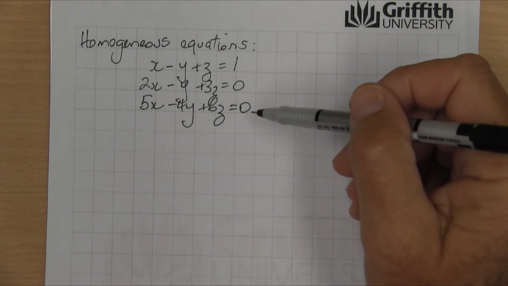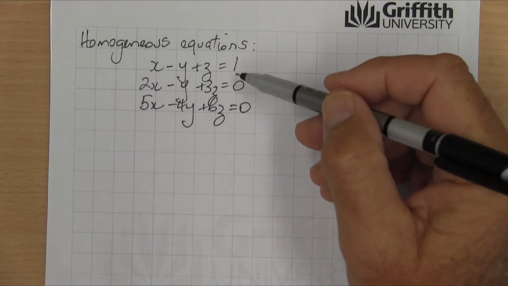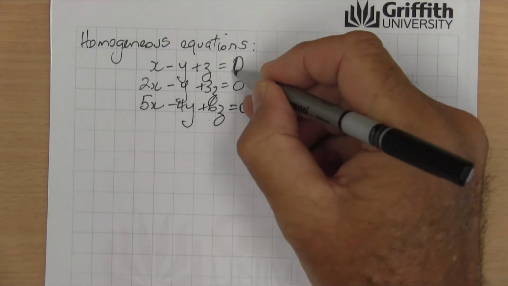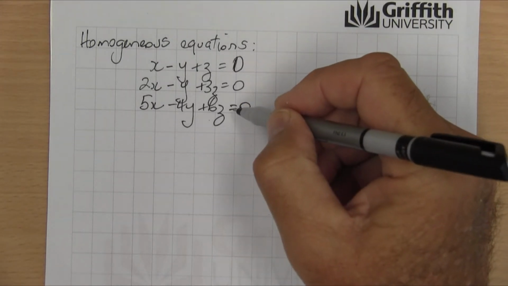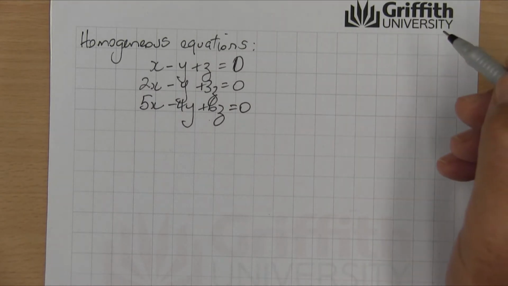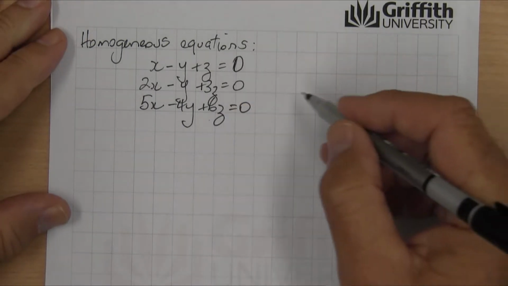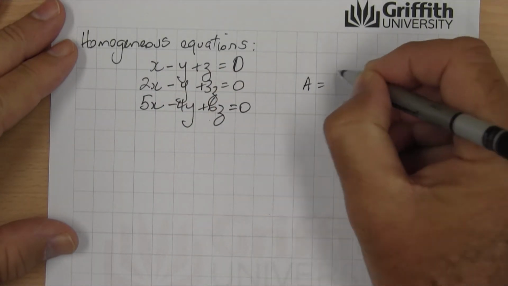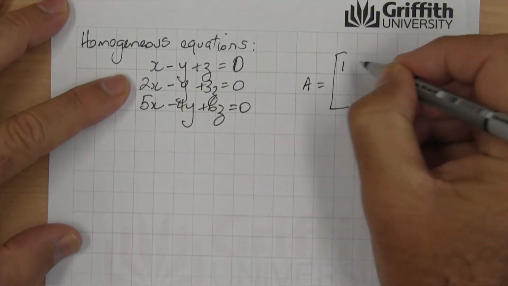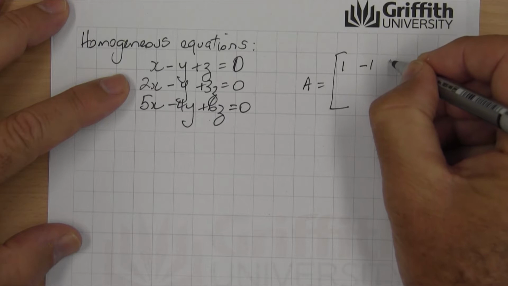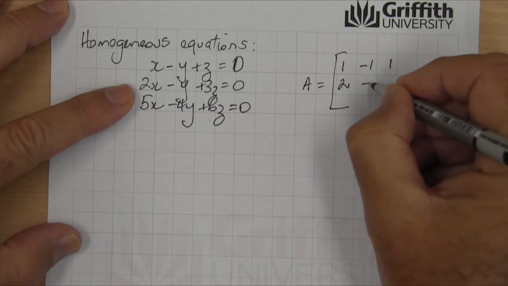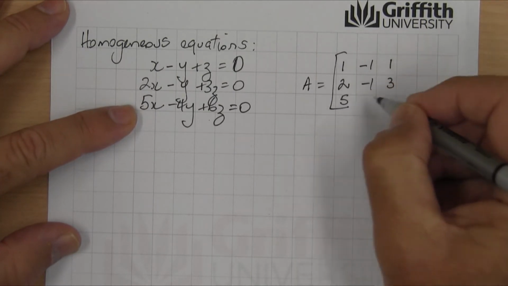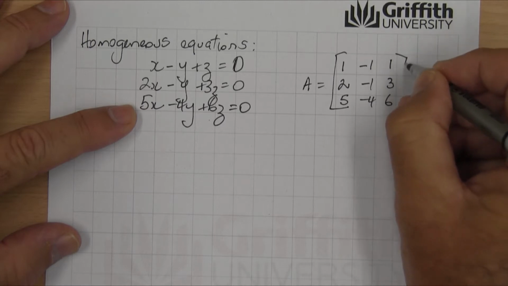Here we're asked to solve for x, y and z. We've got a system of homogeneous equations, equal to 0. It would be interesting to first of all find the determinant, where we can make up the matrix. So matrix A would be equal to 1, negative 1, 1, 2, negative 1, 3, and 5, negative 4, 6.